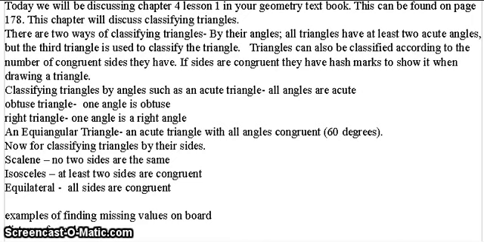Now for classifying triangles by their sides. Scalene: no two sides are the same. Isosceles: at least two sides are congruent. Equilateral: all sides are congruent.